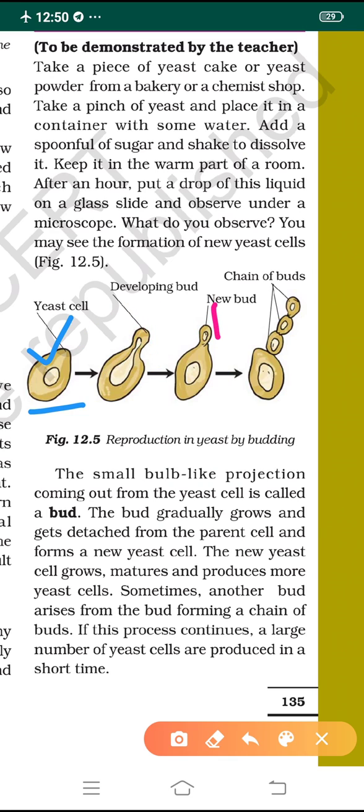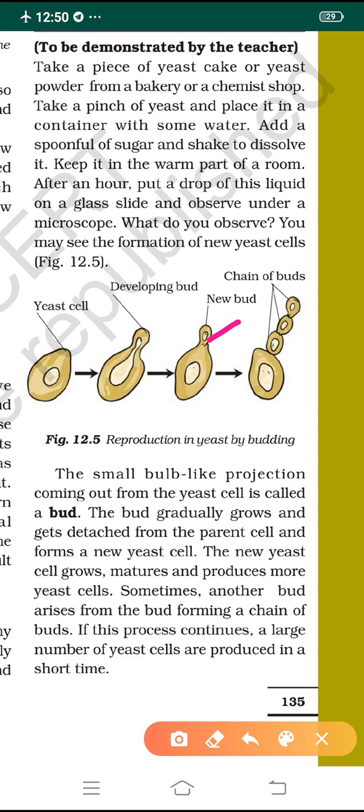This is called a bud. The small bulb-like projections which are coming out of the yeast cell are called buds. So these are all buds, as you can see here. The bud gradually grows and gets detached from the parent cell.